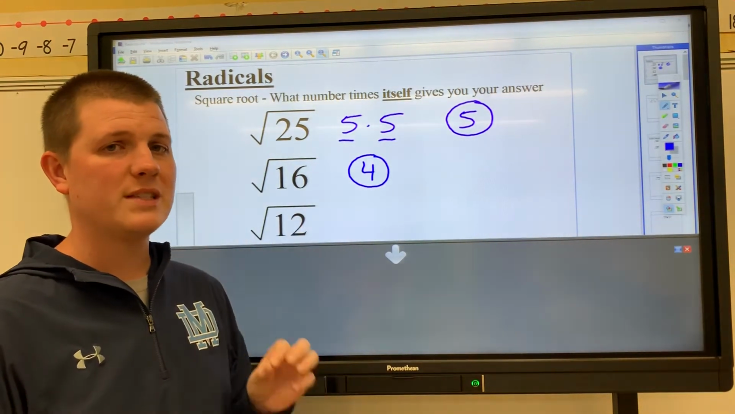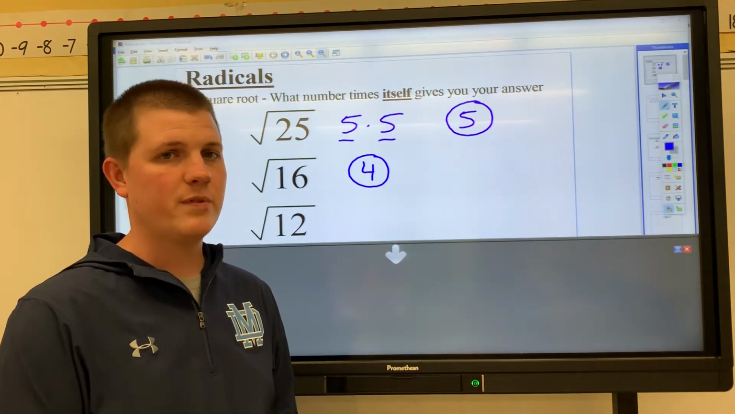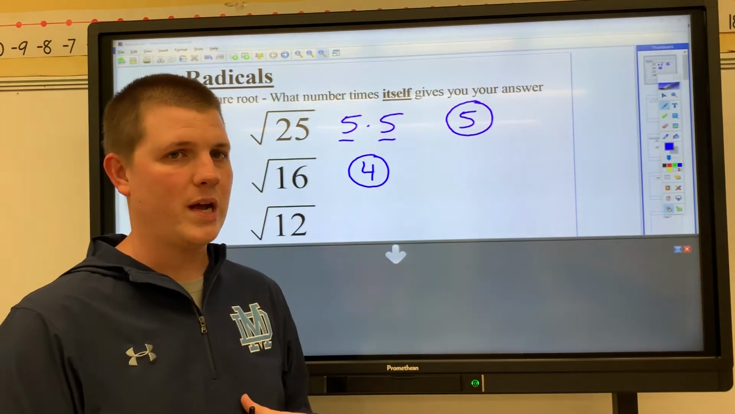But what we're going to do today is we're going to simplify this radical, just like you can simplify a fraction. We're going to simplify the radical and break it down as much as possible.